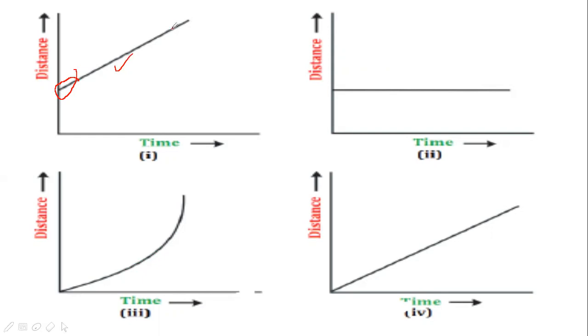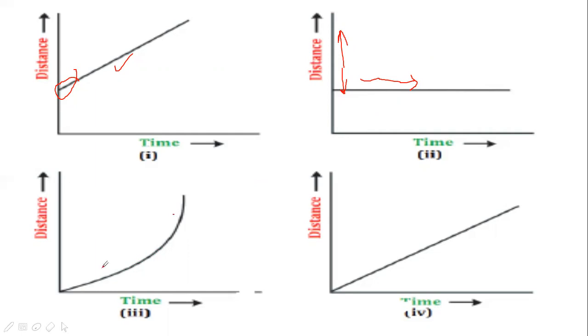This is again a graph where distance is 0, no vertical movement, and the time is passing. So the body has 0 speed. The body will be in a state of rest. As it is between distance and time, speed should be considered, because the distance-time graph gives you speed, not velocity.